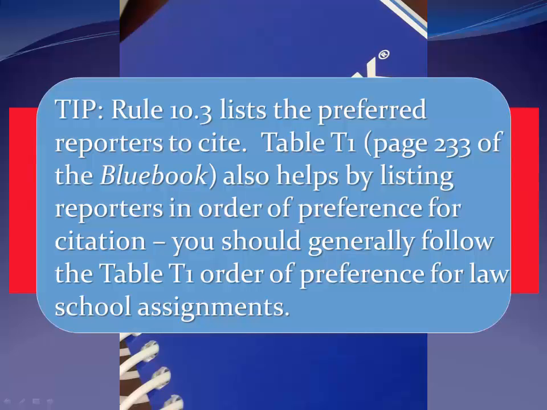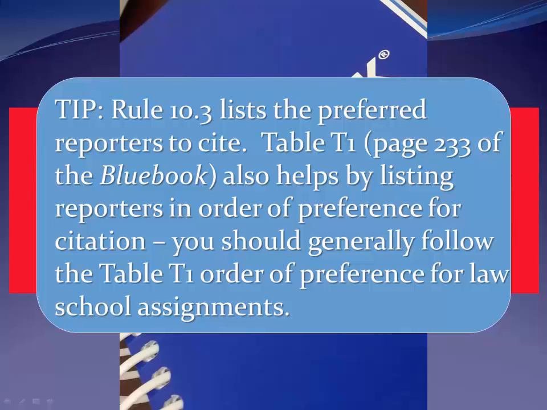If you look at Rule 10.3, it'll tell you the preferred reporters to cite to. But what you really want to do is go to Table T1, which begins on page 233 of the current edition of the Blue Book. And it'll tell you exactly what you should do. So if you're citing a New York Court of Appeals case, it's going to tell you exactly what reporter to cite to, and I'll show you that in a minute. And you should definitely follow this for this class. Make sure that everything that you hand in writing is in Blue Book form. I do take points off for that because it's important in practice, and when you get in front of a court, you need to know how to follow a citation system.